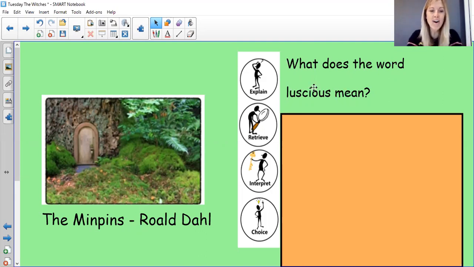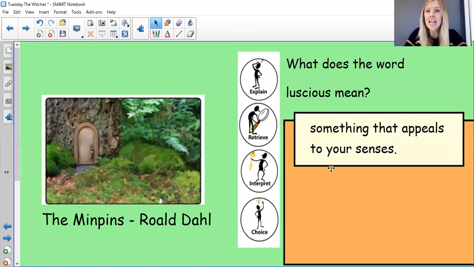Okay, before we start going through The Witches text again, we're going to look at a picture and answer some questions. What does the word luscious mean? Pause the video, have a think or discussion with your adults. Okay, well done. Luscious means when something appeals to your senses. So we could describe the leaves as being luscious green leaves. They really stand out to you. Or you might see a chocolate cake and describe it as a luscious chocolate cake because you want to eat it.